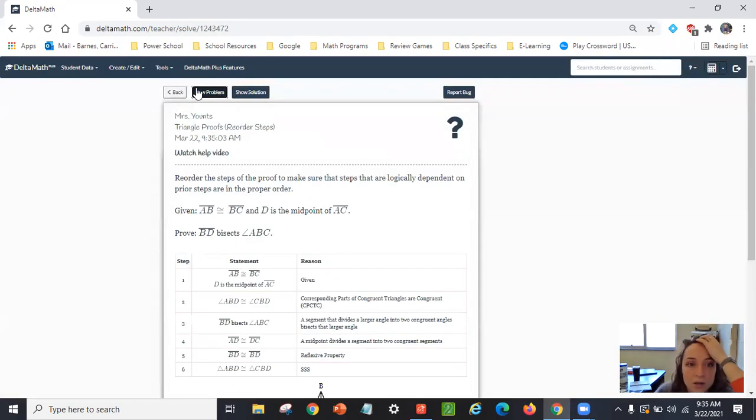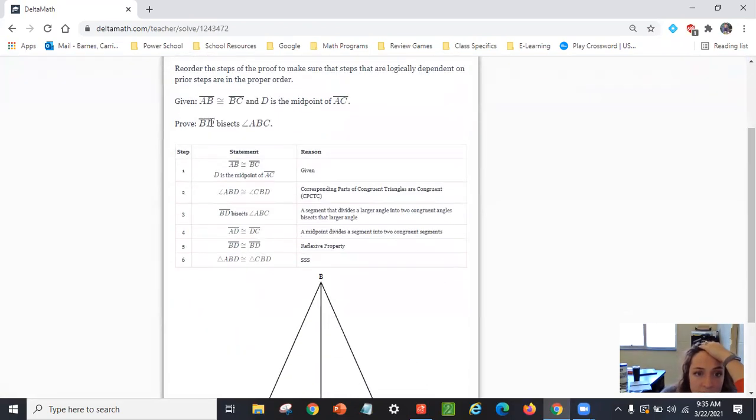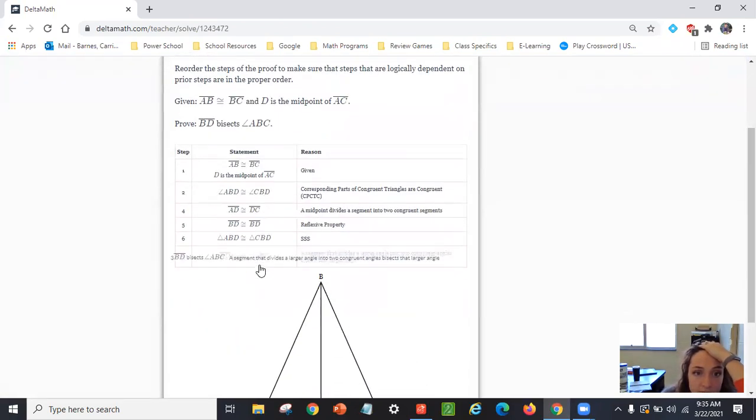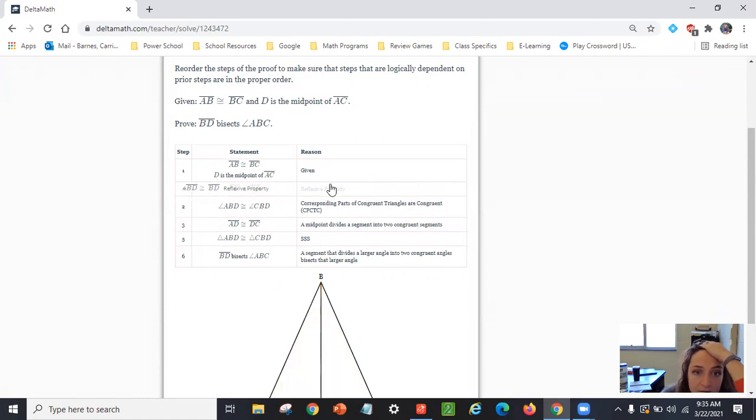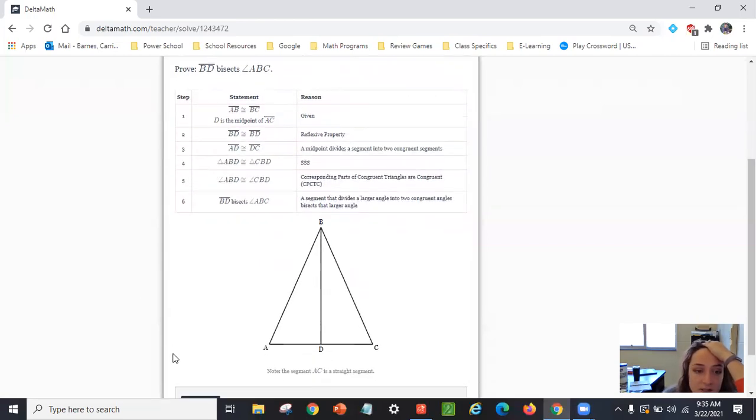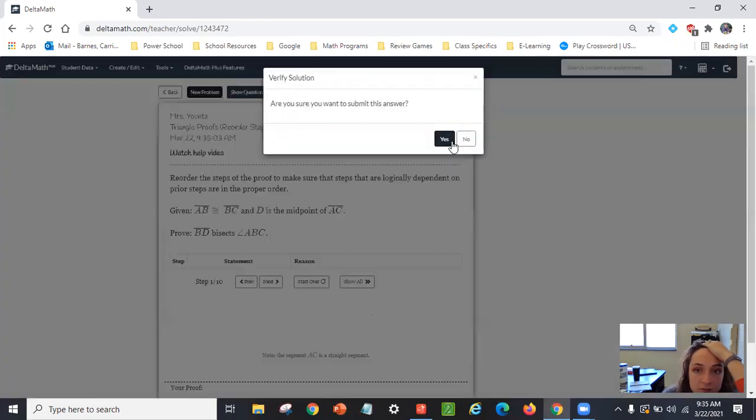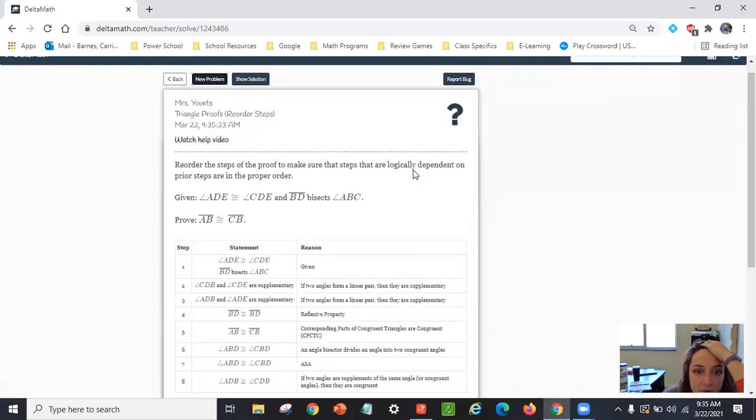Okay, let's try another. All right, given first, prove last. So there's our proof statement, drag that last. Reflexive can go first. Midpoint can go next because it's in the given. CPCTC has to go after triangle congruence, and that's just it. So this is our proof here. It's almost pretty easy. And maybe just one more.